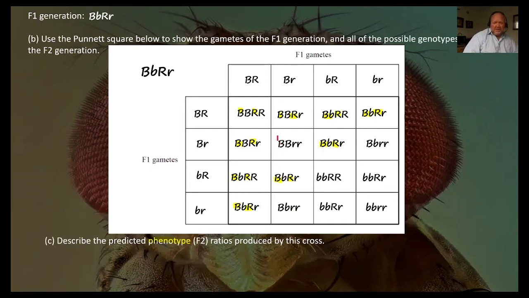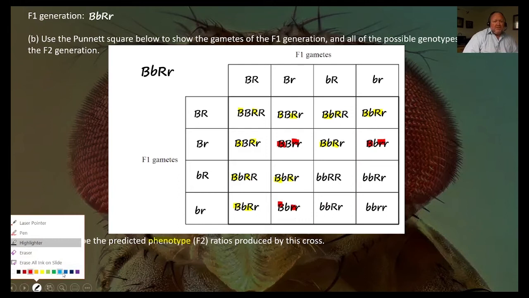So this is going to be then brown body but brown eyes. So there it is. So big B, little r. Big B, little r. And big B, little r. 1, 2, 3 individuals.